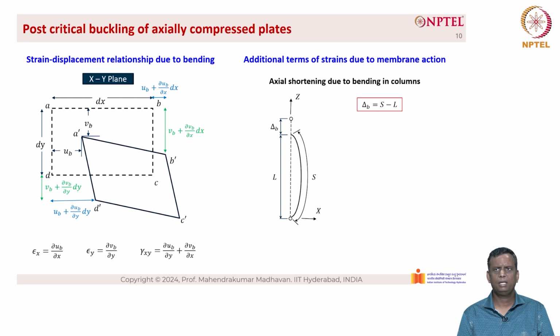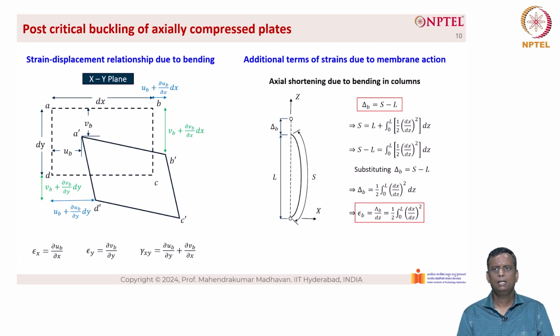So delta sub b is equal to S minus L, and S equal to L plus the integral from 0 to L of half into (dx/dz) the whole squared into dz. And S minus L is given as the integral from 0 to L of half into (dx/dz) the whole squared into dz. And we know that S minus L is the axial shortening, which is delta sub b. So substituting S minus L as delta sub b, we have half into the integral from 0 to L of (dx/dz) the whole squared into dz. Now the strain is basically the change in length by the original length, which is delta sub b divided by L, which is equal to half into the integral from 0 to L of (dx/dz) the whole squared.